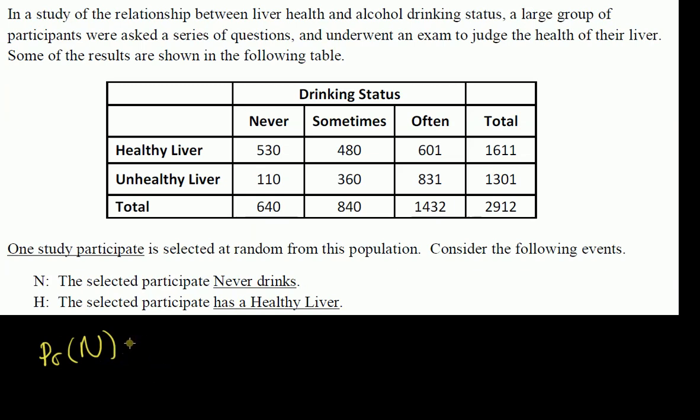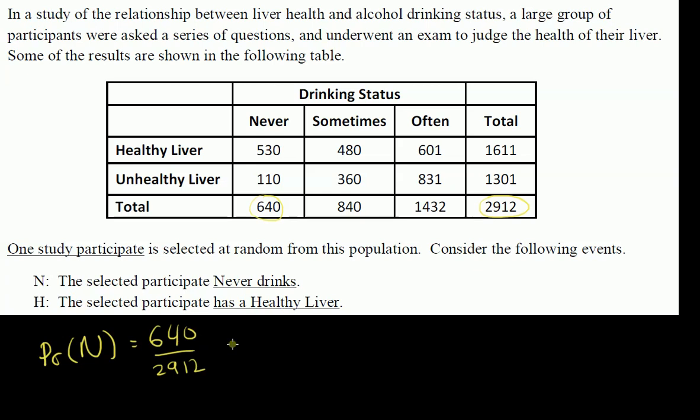So, all right, starting with the probability of never drinking. What we would do to calculate this is we'd say, okay, how many people in this group never drink? And we see here it's already added up for us: 640 never drink out of the 2912 in the group. This is the total number of people that participated in this study. Okay, so that one's nice and easy.